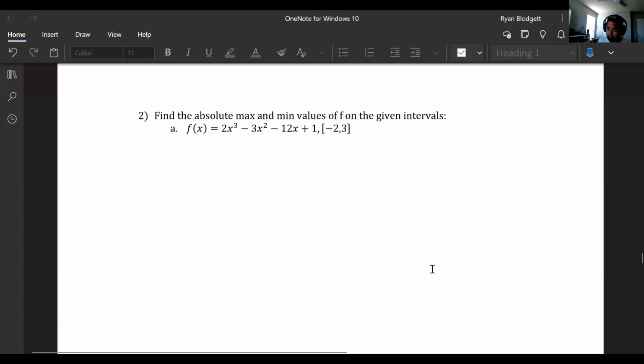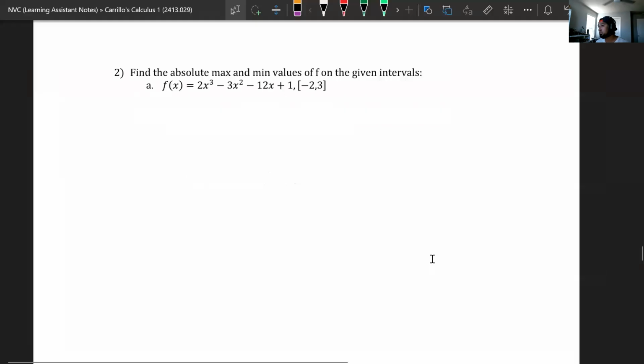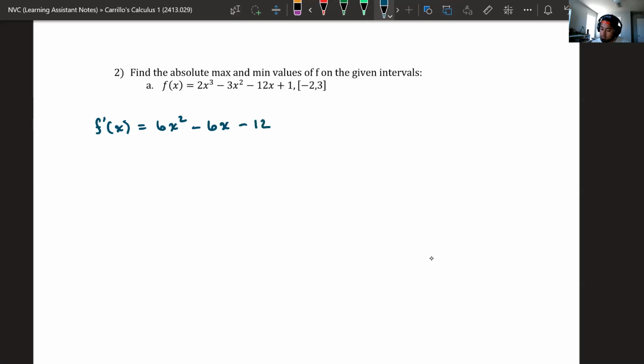There we go. All right, so find the absolute max and min values of f on the given intervals. So if we're looking for maxes and mins, we need to take the derivative of the function. So f prime of x will be the derivative of the first term, which is 6x squared, minus the derivative of the second term, 6x, minus the derivative of our third term, 12, and then the derivative of any constant would be 0.